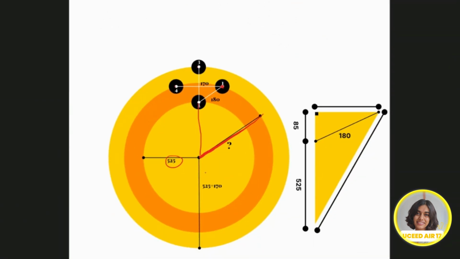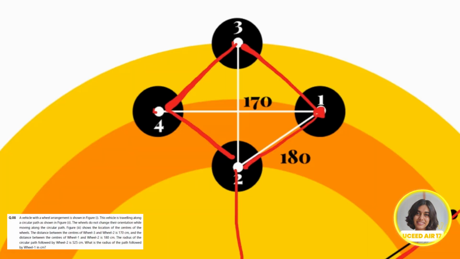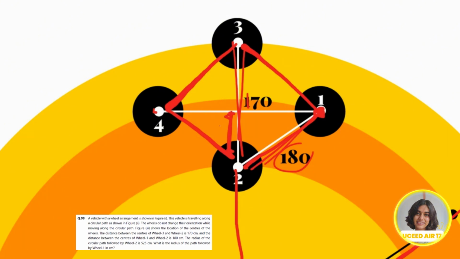And now when there are radiuses and triangles, and when there are circles and you have to find a radius, mostly there are questions with Pythagoras theorem where there are right angle triangles. But let's decode the question. I know that the distance between these two wheels is 180, and these two wheels is 170. And by that, I know that this will be 170 divided by 2, that is 85.